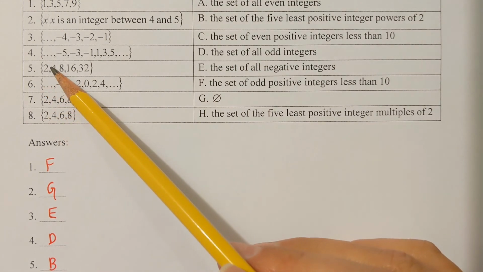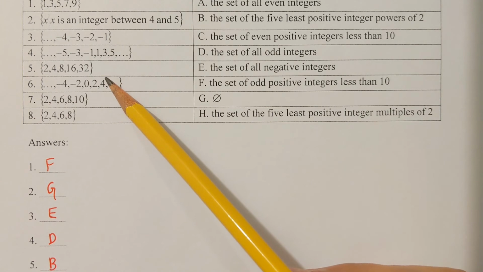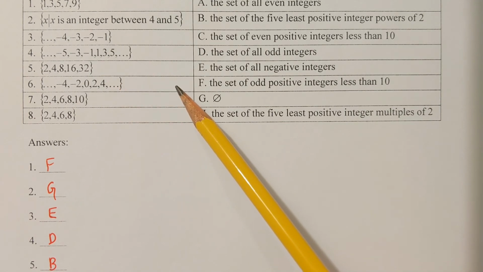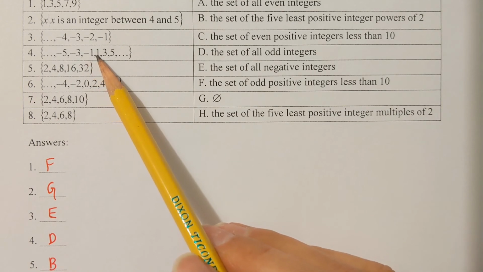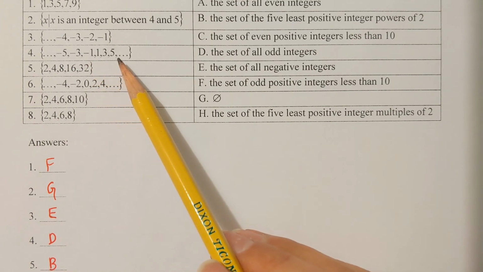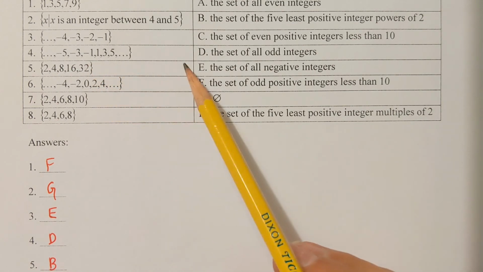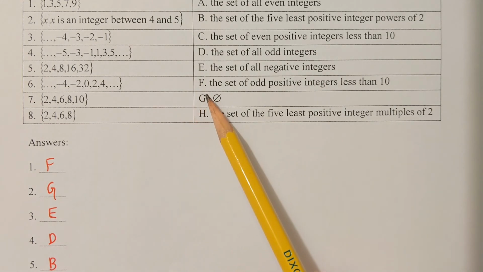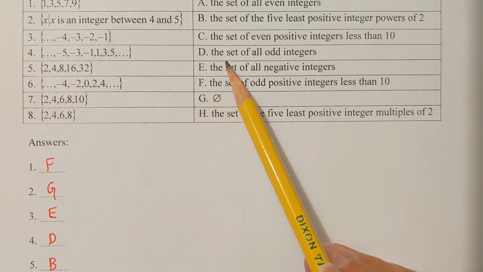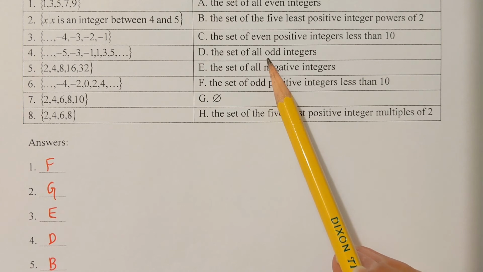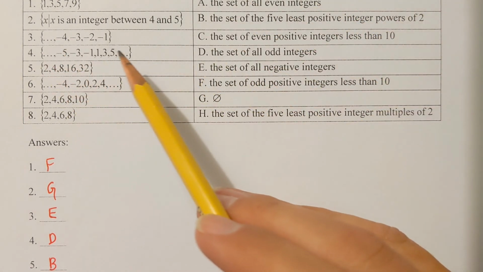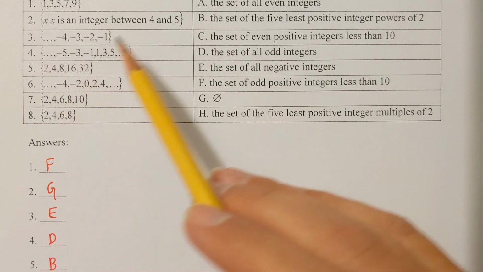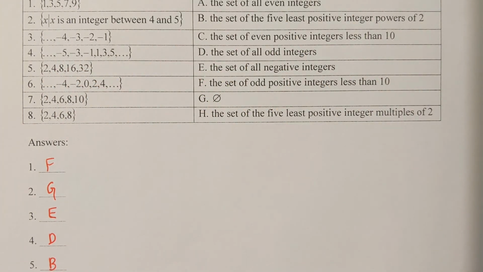Problem 4. Let's see, -5, -3, -1, 1, 3, 5, etc. I'm working with D, the set of all odd integers. I've only got odd integers listed here. Of course, I've got the dot, dot, dot in both directions, so the list continues in that trend.